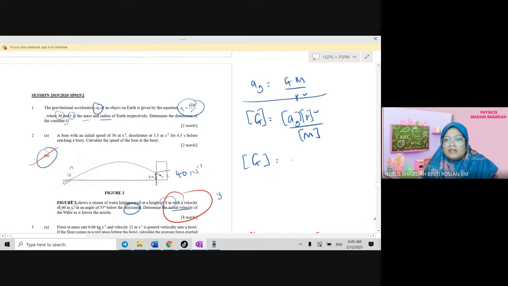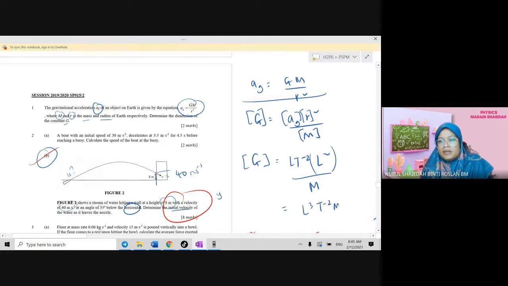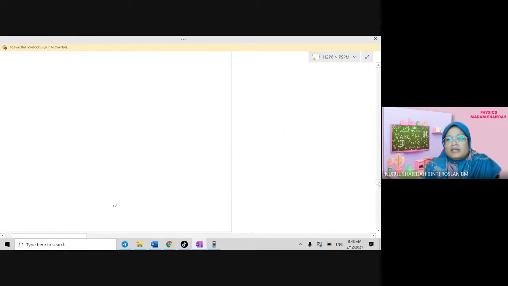So AG adalah LT negatif 2, ini L squared, so bahagi M, M lah kan? Okay. So you akan dapat L cube T negatif 2, M negatif 1. Senang je. Betul kan? Betul. Ada tengok jawapan betul tu. Okay. So last kali atas.